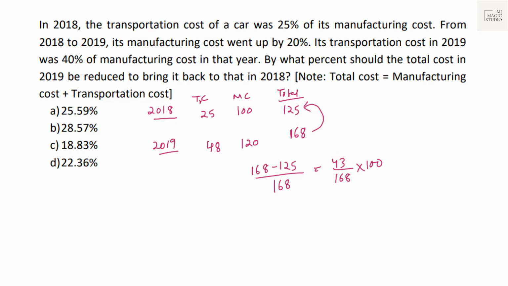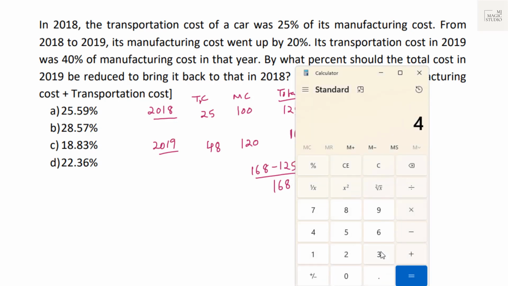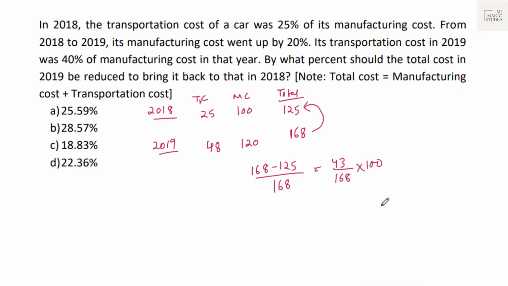And the options here are 25.59. Let's check. 43 by 168 is 25.59%. So if the 2019 cost is reduced by 25.59%, it will come back to 2018's cost. Option A is the pick.